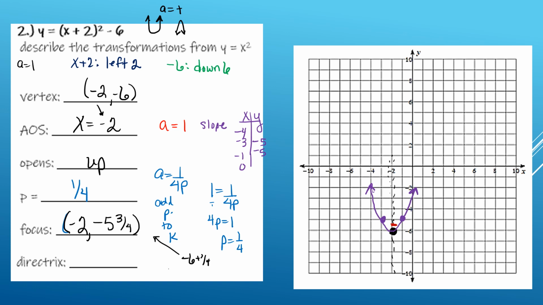If I want to determine the directrix, I need to do -6 minus 1/4, because I'm going to travel outside the parabola and I will be 1/4 below the vertex to create my directrix. And that is a horizontal line, so that'll be y equals -6 minus 1/4 would be -6 1/4, or -25/4.